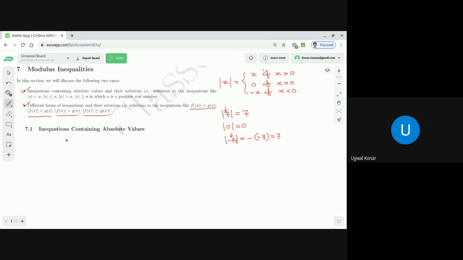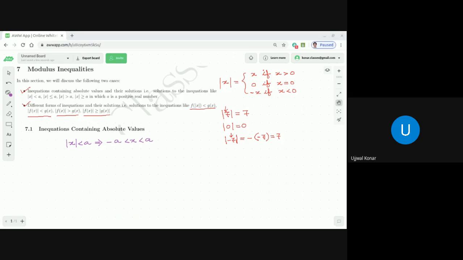Mod of x less than a implies that minus a less than x less than a. Always remember this: mod of x less than a tells that x is in between minus a and plus a. Let us solve a problem related to that. After that, we'll bring in all the other definitions: mod of x less than equal to a, mod of x greater than a, mod of x greater than equal to a, like that.